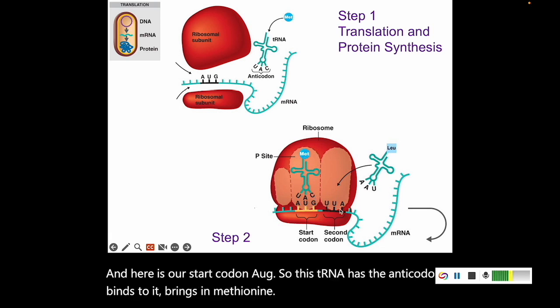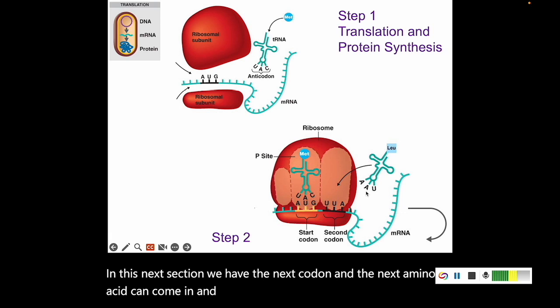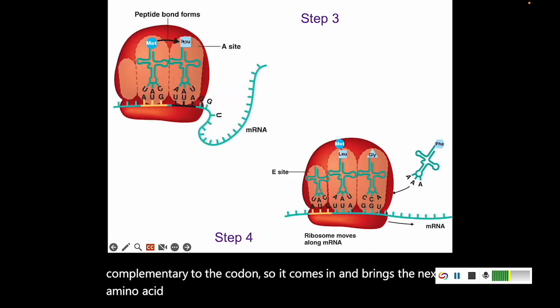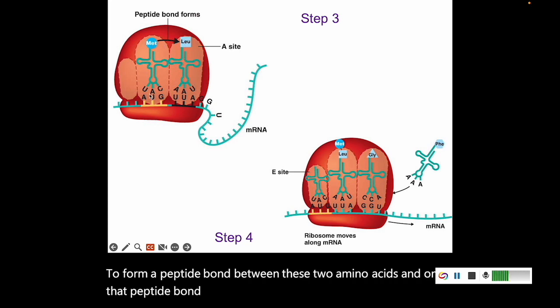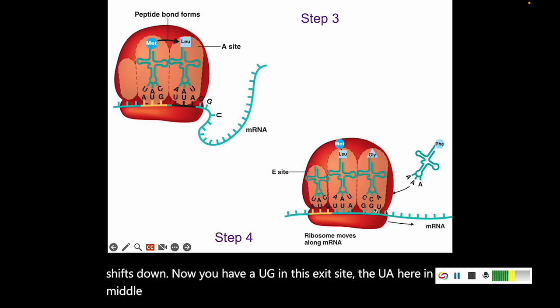In this next section, we have the next codon. And the next amino acid can come in and bind to it because its anticodon is complementary to the codon. So it comes in and brings the next amino acid. We form a peptide bond between these 2 amino acids. And once that peptide bond is formed, the whole thing shifts down. So it shifts down. Now you have AUG in this exit site, the UA here in the middle, and a new codon ready to be read.